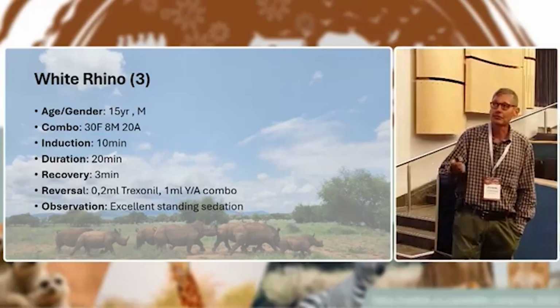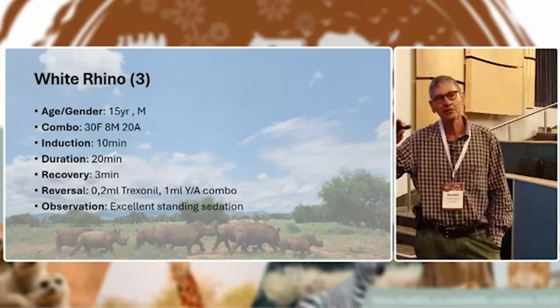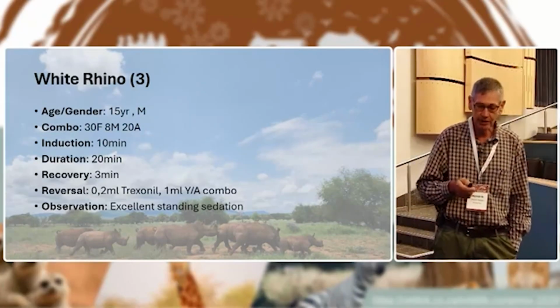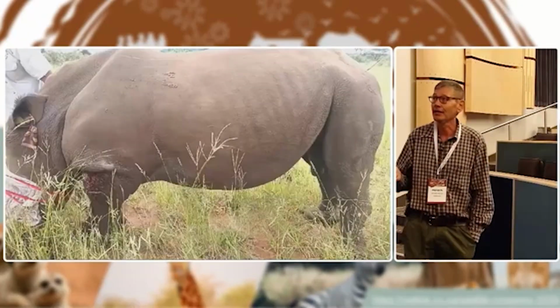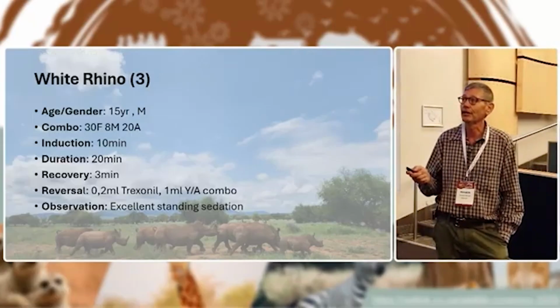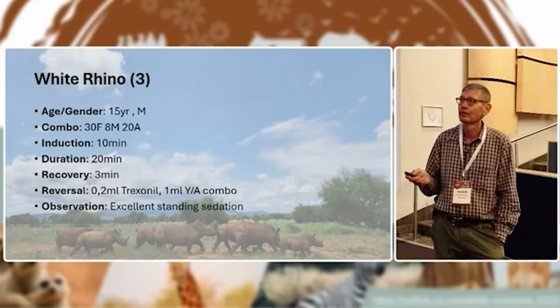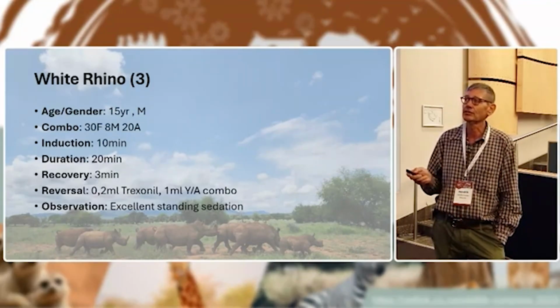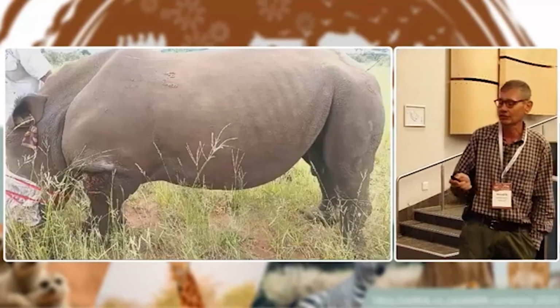I'm just going to go through the basically reported cases to the database. We decided to do the ungulates and not work on rhinos, but Tinus Lochenberg ended up doing 3 rhinos. 15-year-old male rhinos. He used 30 milligrams of fentanyl, 8 medetomidine, and 20 azaperone. Induction time was 10 minutes. His duration of anesthesia was 20, and he just said it's an excellent standing sedation.